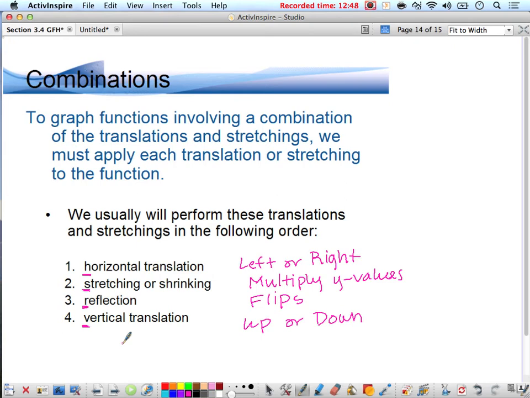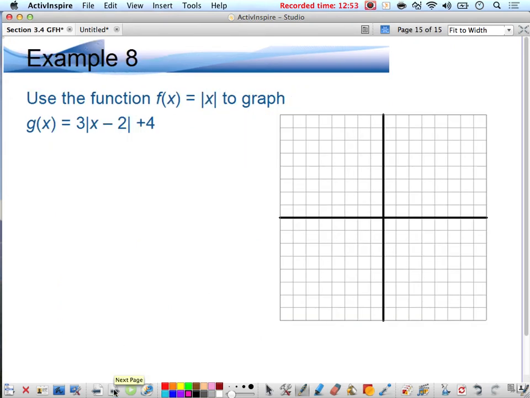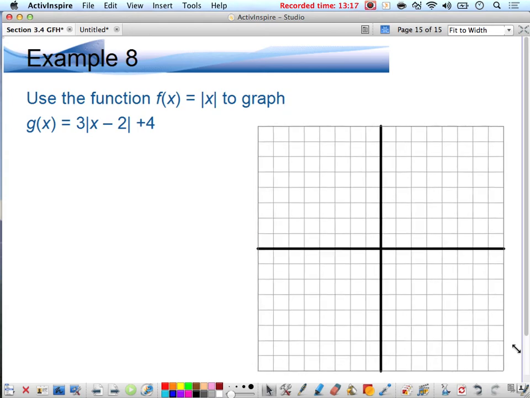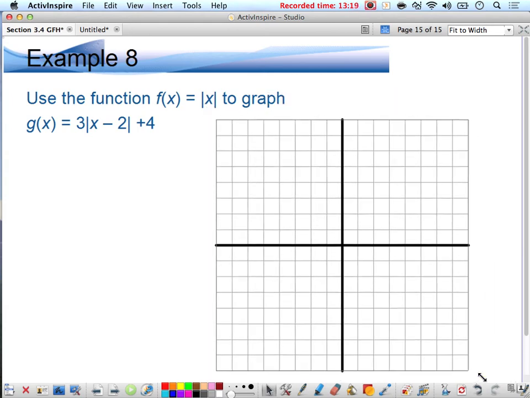Okay, let's do one last example. Let's take the parent graph y equals absolute value of x, and let's use it to graph y equals 3 absolute value of x minus 2 plus 4. So we're going to do 3 different things. It doesn't have all 4, but it has 3 different things. Let's make this graph a little bit bigger so we have a little room to work. We can see it a little better.